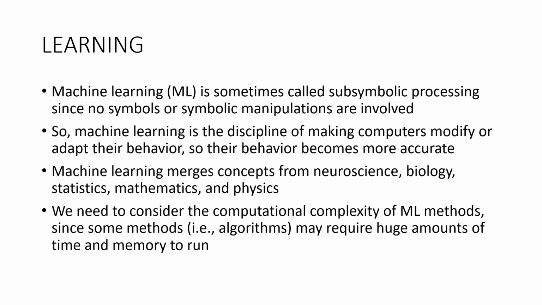As I said, it's sometimes called sub-symbolic processing, since it doesn't use formal symbols or logic. Essentially, machine learning wants to make computers able to adapt their behavior and become more and more accurate. I should point out that machine learning is based upon concepts from a number of different academic fields, including neuroscience, biology, statistics, mathematics, and physics. So you can see there's quite a bit to it. We also have to worry about the computational complexity of these algorithms, because sometimes they take a huge amount of time and memory to run.